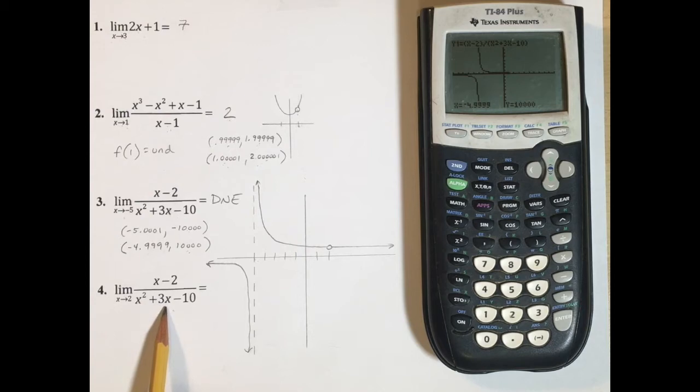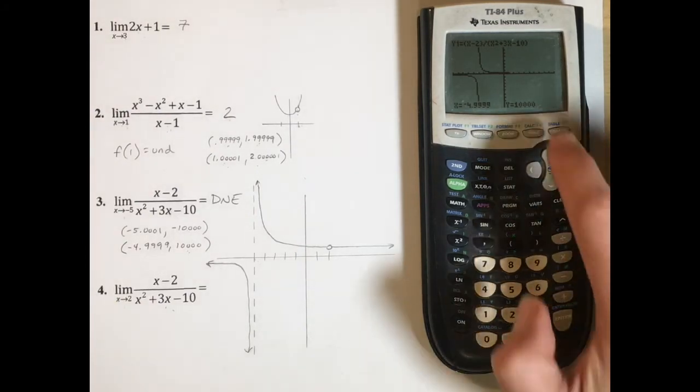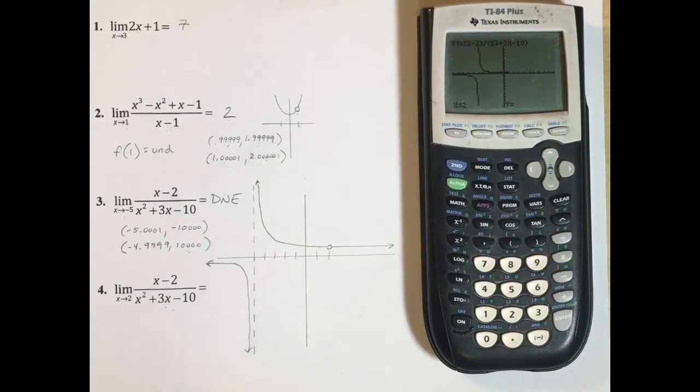Let's go see what happens with that function if we try to evaluate the limit as x approaches 2. Let's first see what's going on at 2. If I trace 2, the graph is undefined.